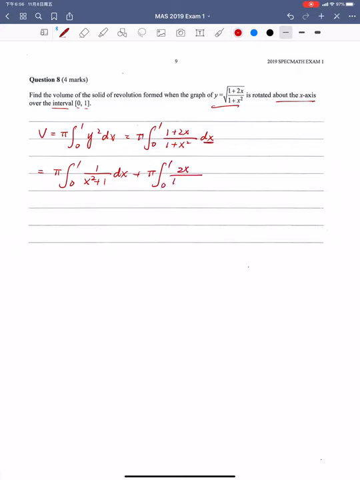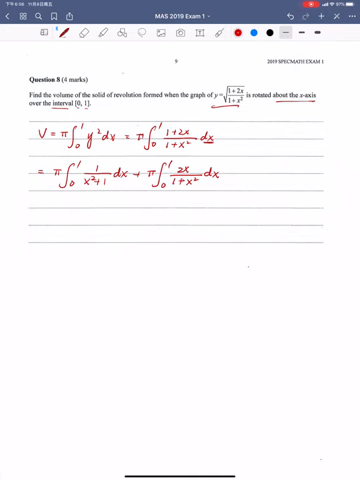Question 8. Find the volume of the solid of revolution formed when the graph of that is rotated about x-axis over the interval 0 to 1. So it's using V equals pi integral from 0 to 1 of y squared dx, which is pi integral 0 to 1. Square of a square root eliminates the square root, so it's 1 plus 2x over 1 plus x squared dx. Don't forget dx, otherwise you will be penalized. Pi integral 0 to 1 of 1 over x squared plus 1 dx plus pi integral 0 to 1 of 2x over 1 plus x squared dx. What am I doing here?